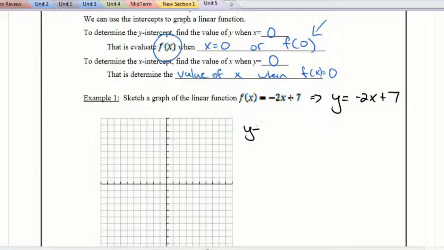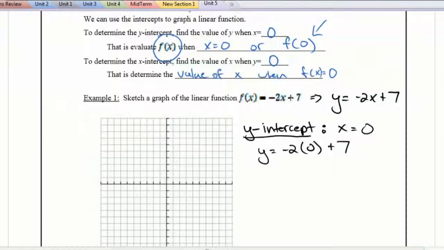So if I want to figure out the y-intercept, I need to make my x value equal to 0. So when x is 0, what does y equal? I'm going to take my equation, y is equal to negative 2x plus 7, and anywhere there's an x, I'm going to substitute in a 0. So y is equal to negative 2 times 0 plus 7. So this is 0 plus 7.